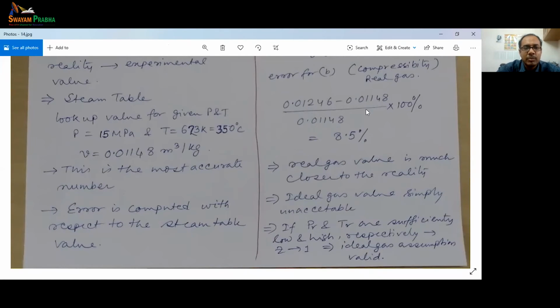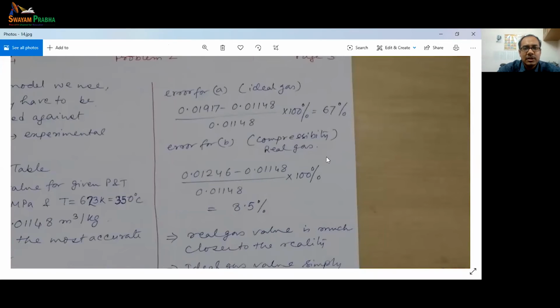So the error is computed with respect to the steam table value. Let's see how much error we accumulate for the ideal gas assumption or the real gas assumption. The ideal gas value is 0.01917. We subtract the steam table value and benchmark with it. We get a 67% error. So that's a huge, unacceptable error, right?